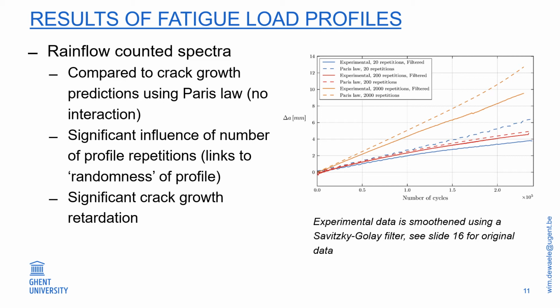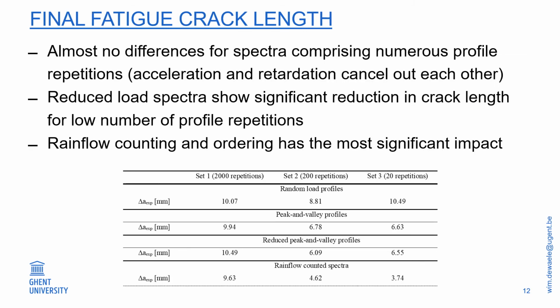Again, the same effect of repetitions as on the previous slide, but here a very significant crack growth retardation can be observed. This slide summarizes all the experimental values of final fatigue crack length. What you can, for example, observe in the column set 1 with the largest number of repetitions is that the final fatigue crack length for random load profiles, peak and valley, reduced peak and valley, and Rainflow counted spectra are almost the same. They all range around the 10 millimeters.